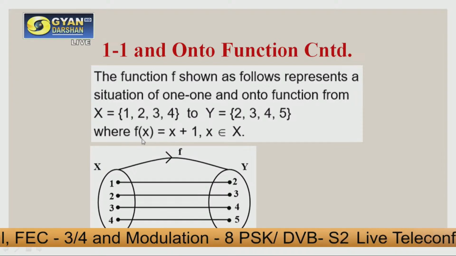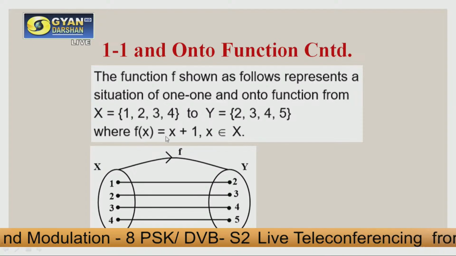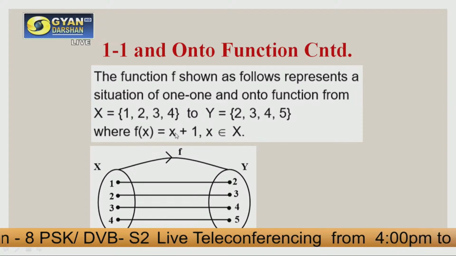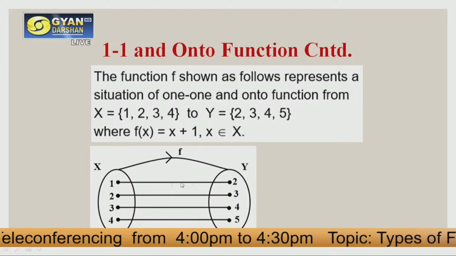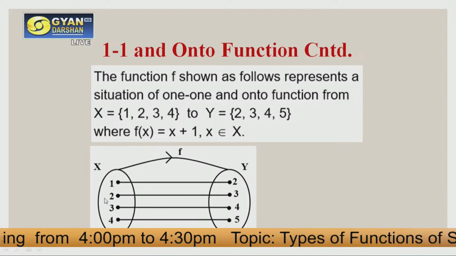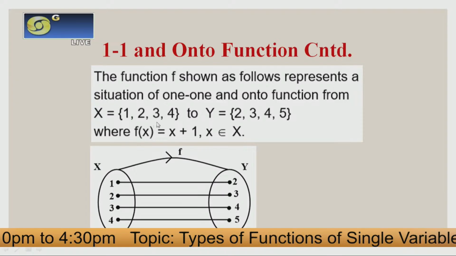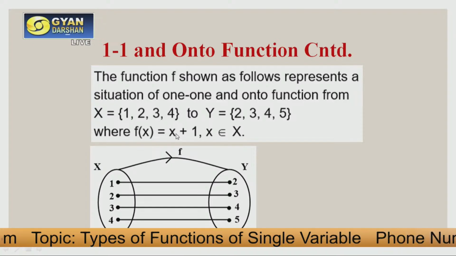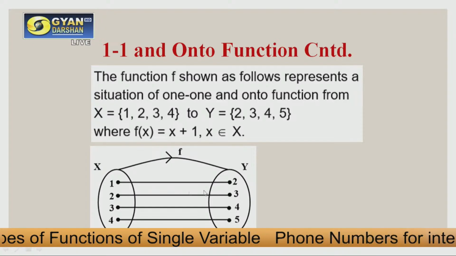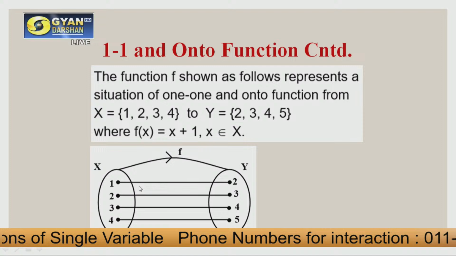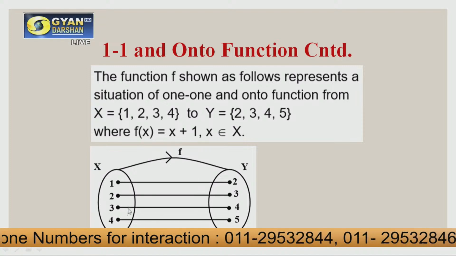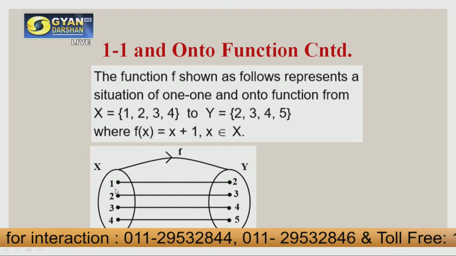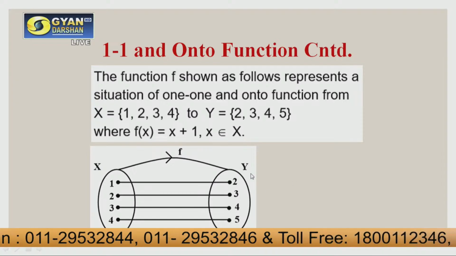Whatever input I have, the output of this function will be that input increased by 1. So if my input is 1, then 1 plus 1, the output will be 2. Then if I take 2 as input, then 2 plus 1, 3 will be the output. So you can see that different daughters have different mothers. Here I have four different daughters, and all four have different mothers. So this is a 1-1 function.